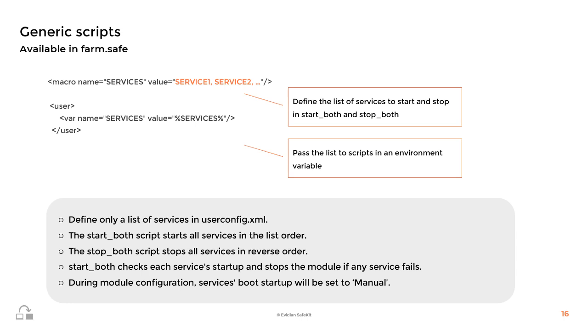The startboth script starts all services in the order specified in the list, while the stopboth script stops all services in the reverse order. Additionally, startboth checks the startup of each service and stops the module if any service fails to start correctly. During module configuration, the boot startup of services will automatically be set to manual. This ensures that services do not start automatically upon system boot, but instead, they will be initiated only when a module itself is started.